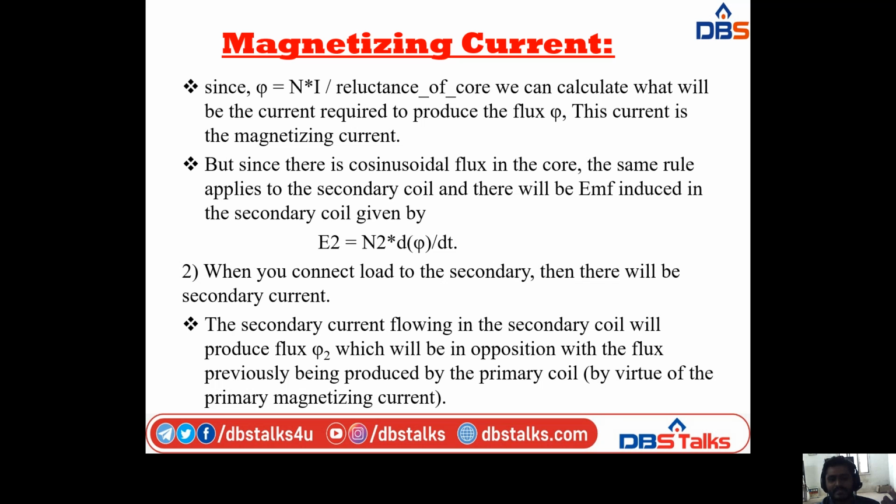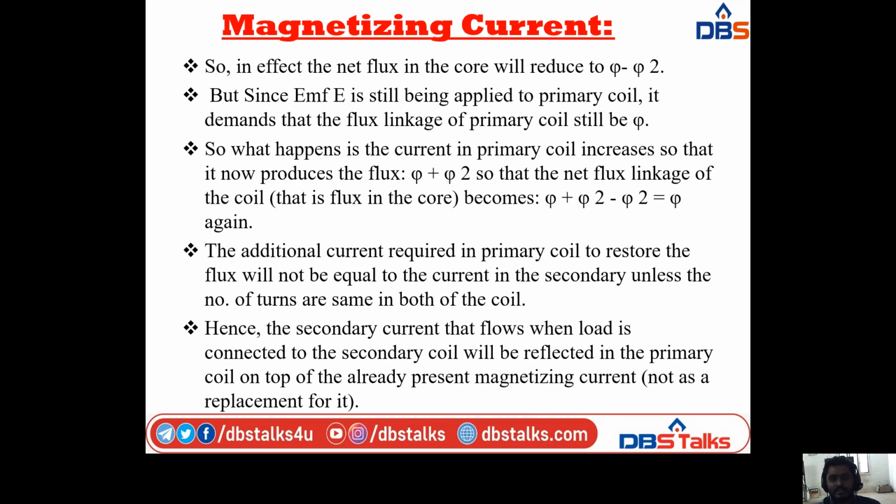That is the primary magnetizing current. So in effect, the net flux in the core will reduce to phi minus phi 2.